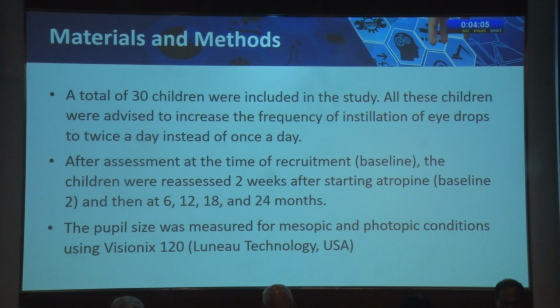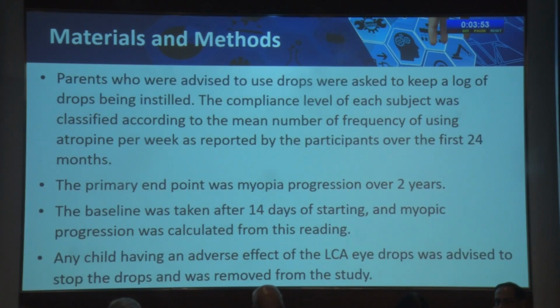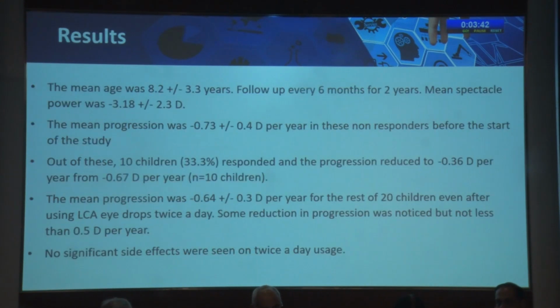We got around 30 children from our pool who were not responding to low concentration atropine. We recruited them and assessed their near point of accommodation and pupil size at variable intervals. The primary endpoint was myopia progression over a period of 2 years. The baseline was taken after 14 days of starting the treatment. The mean age was around 8.2 years. Follow-up was done every 6 months for 2 years.